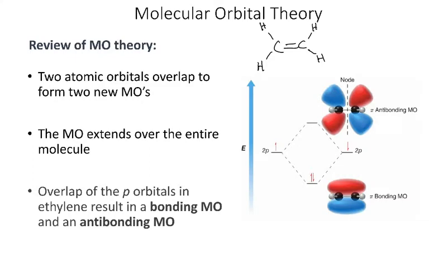The other important thing, this is a fairly small molecule, but an important feature of molecular orbitals is that they're distributed over the entire molecule, right? They're delocalized, and that's going to be important when we go to our conjugated systems of bigger molecules.